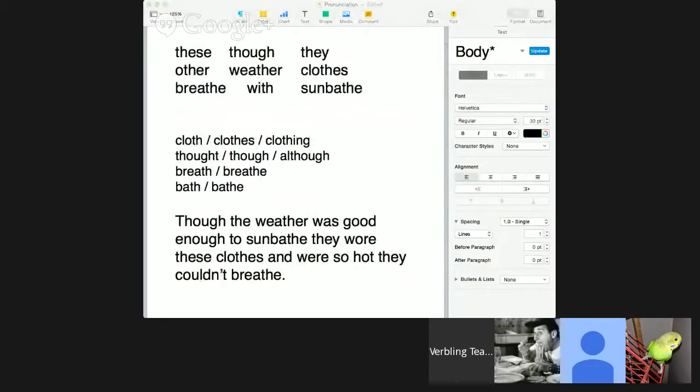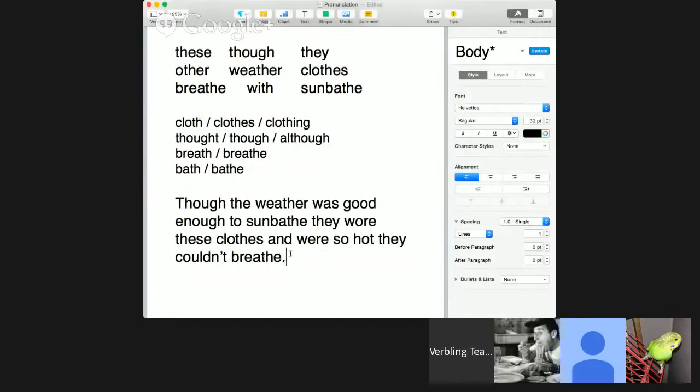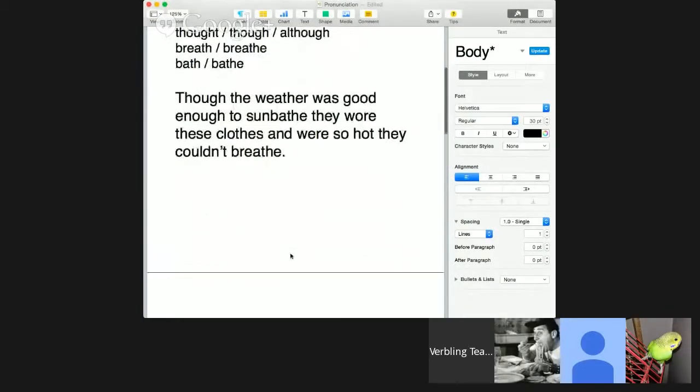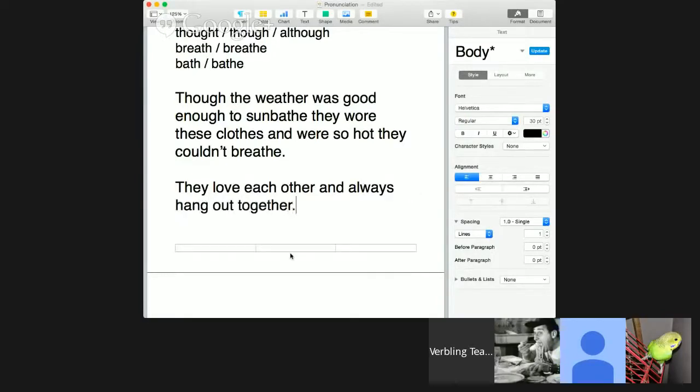Okay, have we got our sentences yet, guys? Okay. Are you ready, Giselle? Yes. My sentence. They love each other and always hung out together. Wonderful. Perfect grammar as well. Thank you.